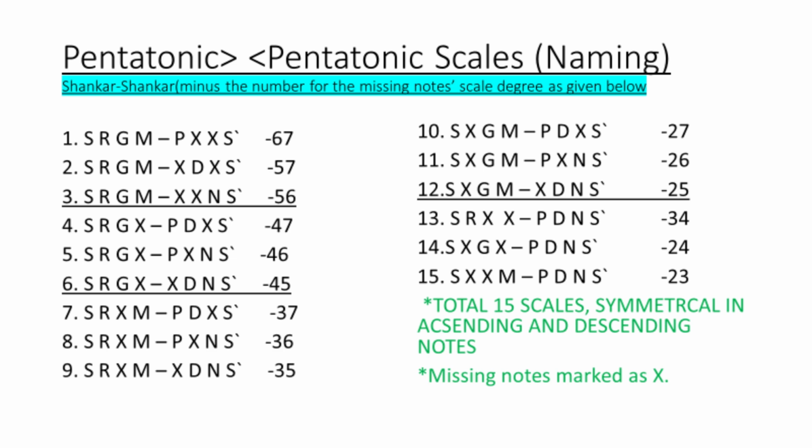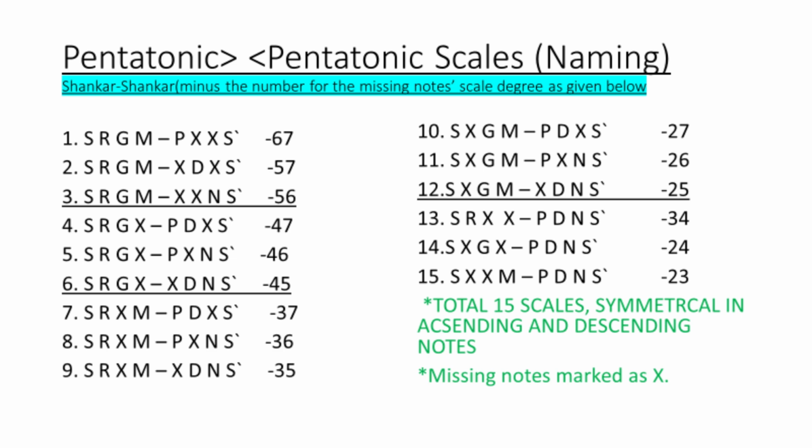Again, we'll get another three scales if we just exclude one note, the third from the major scale, Shankar Shankar. So the notes will be Sarima Padhasa, Sarima Panisa, Sarima Dhanisa. And the names will be Shankar Shankar minus 37, Shankar Shankar minus 36, Shankar Shankar minus 35.